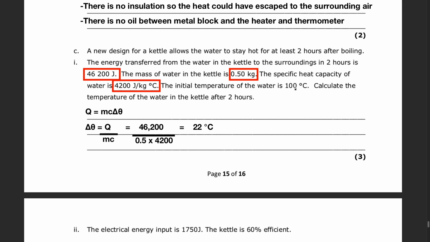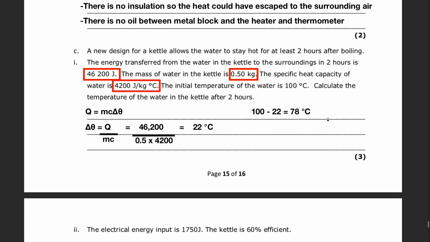So it will go from 100 down to... Now we know that the temperature decrease in this case was that of 22 degrees Celsius. So to find the temperature of the water after 2 hours, all we have to do is 100 minus 22, which will give us 78 degrees Celsius.